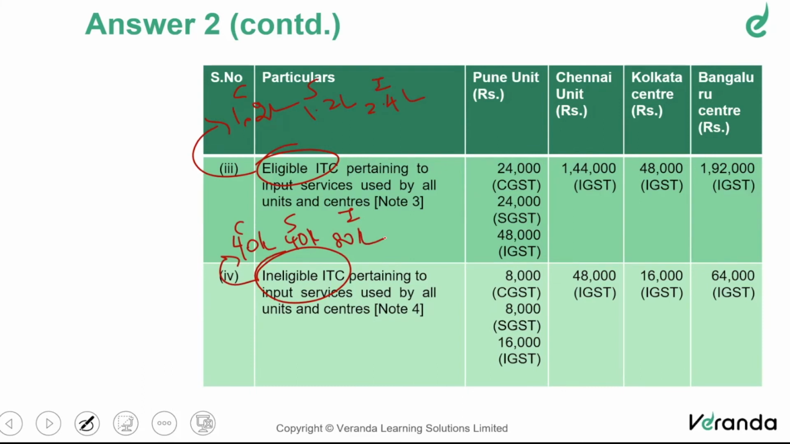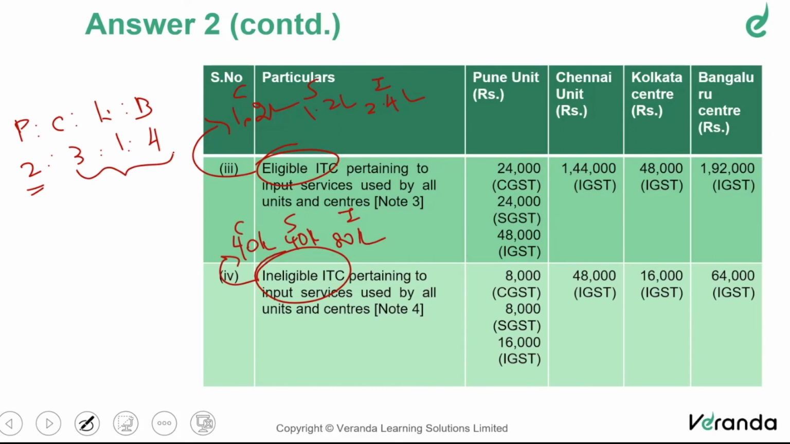And the ratio was what? Pune is to Chennai is to Kolkata is to Bangalore. If you remember, the ratio was 2 is to 3 is to 1 is to 4. Please correct me if I'm wrong. It's correct. Total is 10. Great. So if you remember, this eligible and ineligible ITC pertain to all the 4 units. But Pune, we have to treat separately, and the other 3 units, since it is going as IGST, we need to add up the entire amount and then distribute.